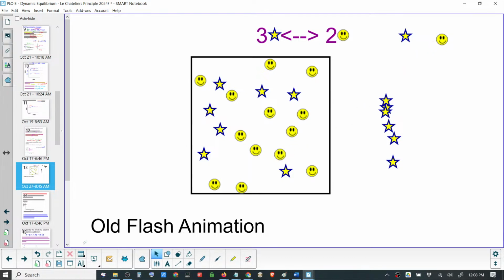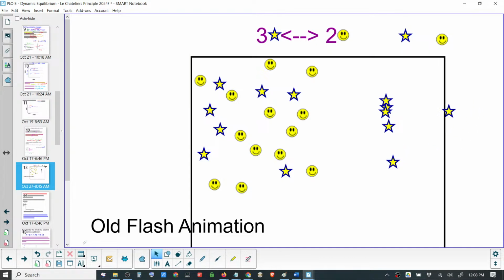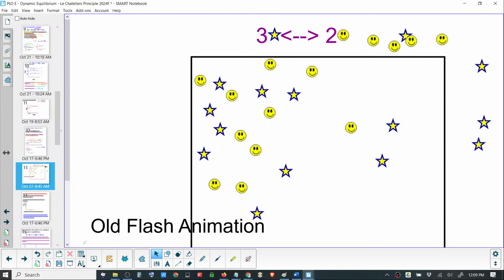I've decreased the number of molecules, I restored the pressure back to what it was, because gases don't care what the particles are, they're just adding to the pressure. So if I make it super big, get all these things out of there, and it's got to fill the space. Now it's going to shift the other way, so it's going to make 3 stars for every 2 happiness. Do you get my star to smiley face analogy?